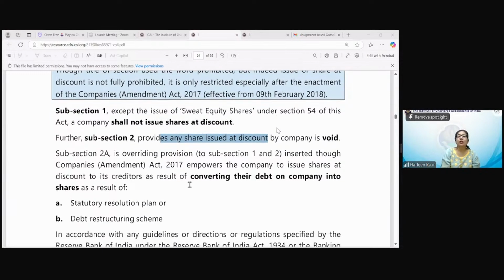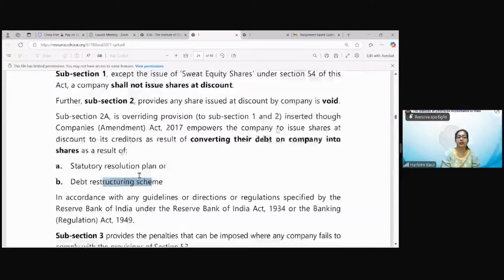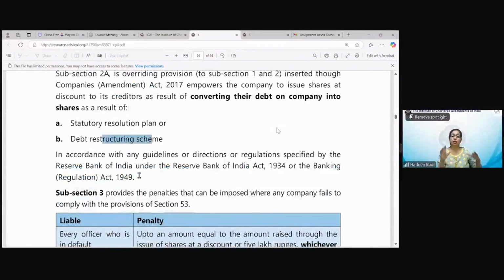And second is when you want to convert your debt of the company into shares as a result of a statutory resolution plan or debt restructuring scheme. Now, what happens? Sometimes there are so many creditors of the company and the company is not able to pay money to them. So in that case, the company will request the tribunal that I don't have sufficient money. Please restructure my debt. This debt, this liability, we restructure and change into equity.